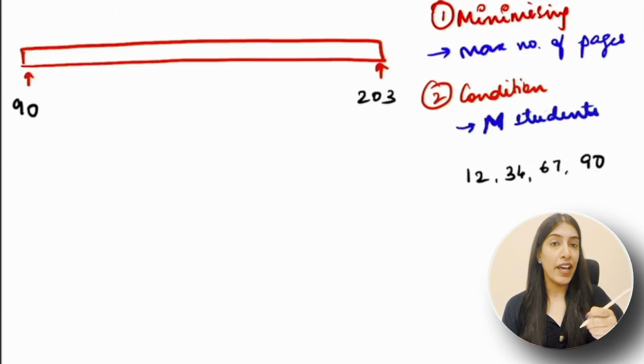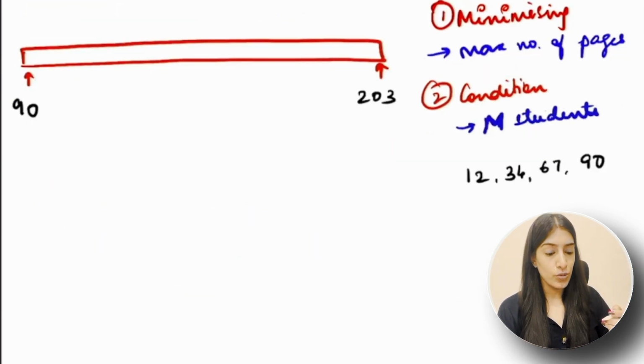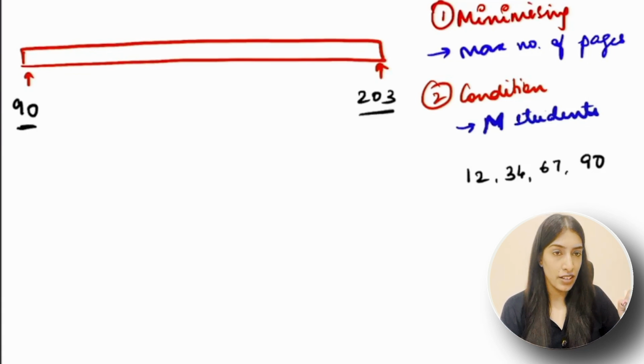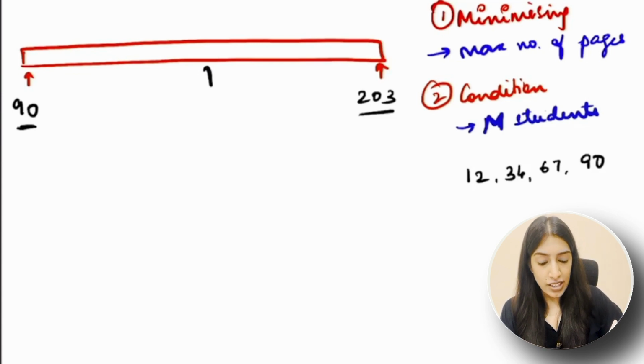Now let's try applying binary search and see how we are going to be able to reduce the search space. We are minimizing this value, the maximum number of pages, and this is the search space that we have, 90 to 203. 90 is the minimum value that the maximum number of pages can go to, and 203 is the maximum value it can go to. So let's take a middle value right now. The middle value that we have is say 101.